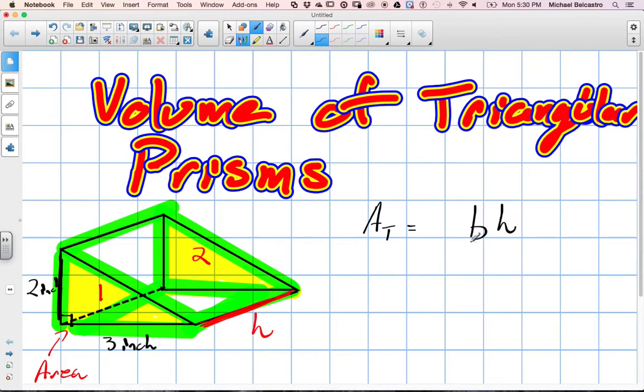Divided by 2. Okay, so let's say divided by 2. And it's technically the same thing if we say times a half. But here's our area of a triangle. So what's the base in this question? What's the measurement of our base?